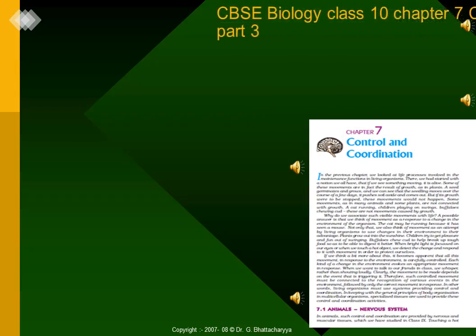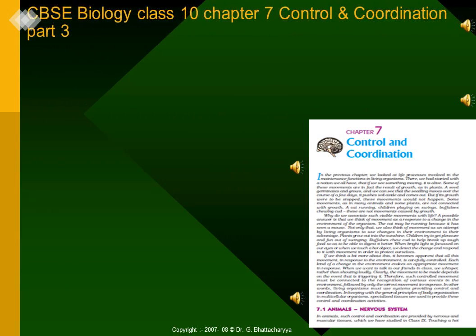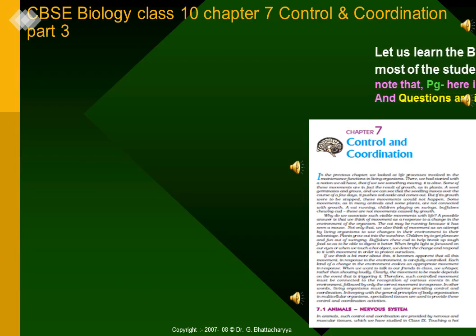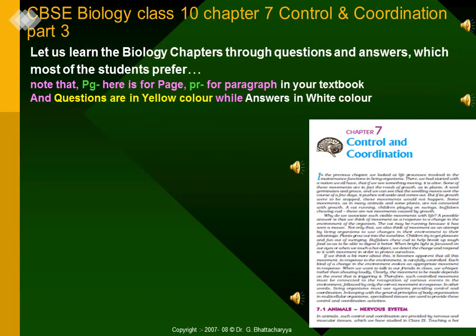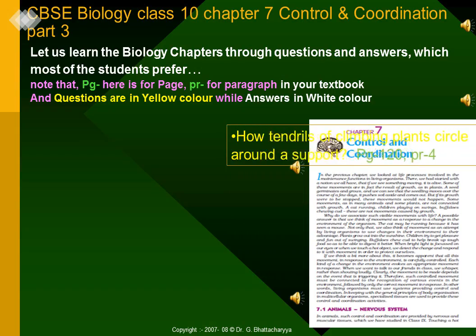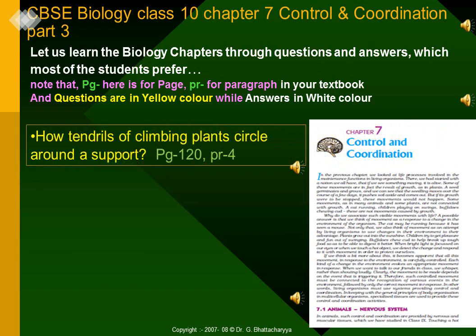CBSE Biology Class 10 Chapter 7 Control and Coordination Part 3. Let us learn the biology chapters through questions and answers, which most of the students prefer. Note that PG here is for page, PR for paragraph in your textbook, and questions are in yellow color while answers in white color. How tendrils of climbing plants circle around a support.